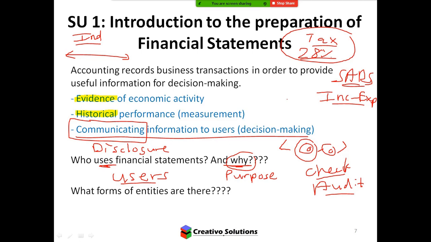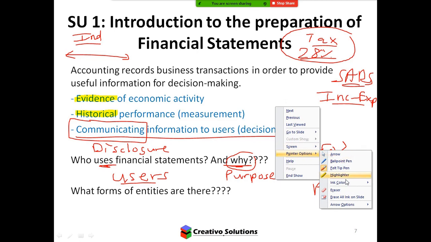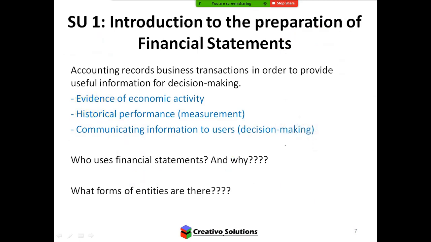So if you understand why somebody needs that information, then you'll understand what information to look at. And that's what I want you to consider when we cover this module, because each and every section is going to deal with a slightly different consideration. So for example, if I'm looking at partnerships, and if I'm looking at a change in ownership, now I need to know, well, what must I look at? Do I have to look at the capital? Do I have to look at the assets? Do I have to look at the liabilities? What do I have to look at? Because that's what I'm dealing with. So the purpose is key.